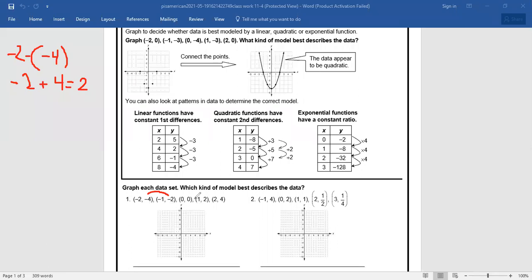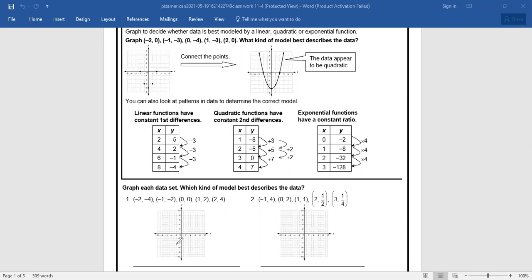Negative 2 plus 2, it will be 0. 0 plus 2, it will be 2. And 2 plus 2, it will be 4. This is if we want to calculate it algebraically. But in this question, he asked to make what? To graph, right? So we will plot the points together, negative 2 and negative 4.